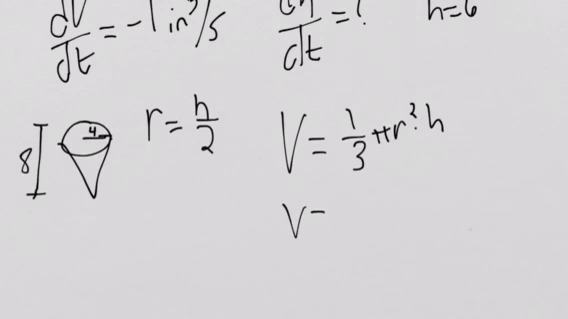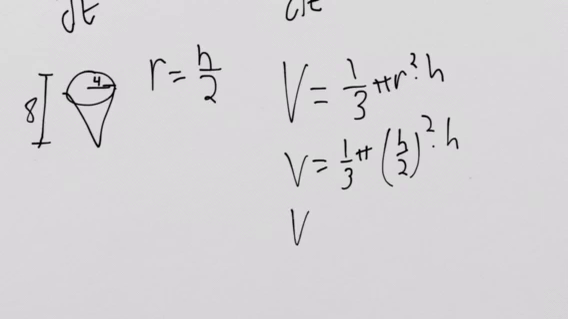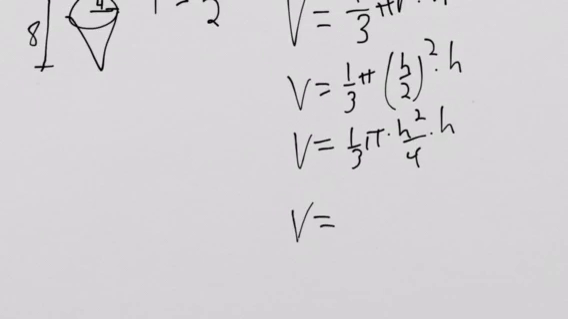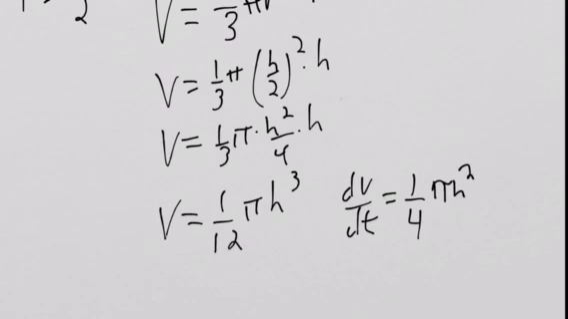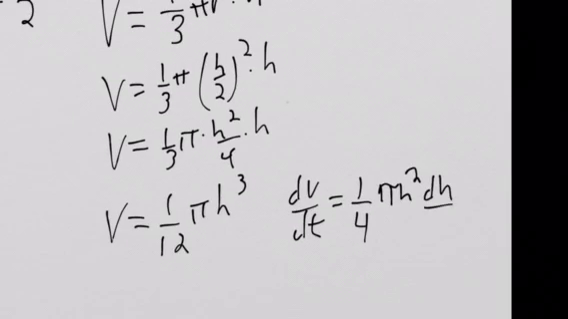So we have the volume is 1/3 pi times h over 2 squared times h. So the volume is 1/3 pi times h squared over 4 times h. So let's simplify more. The volume is 1/12 pi h cubed. So now we can use this to find dV dt. So dV dt is going to be, let's do our power rule. What's 3 times 1/12? 3 times 1/12 is 1/4 pi h squared, chain rule, dH dt.